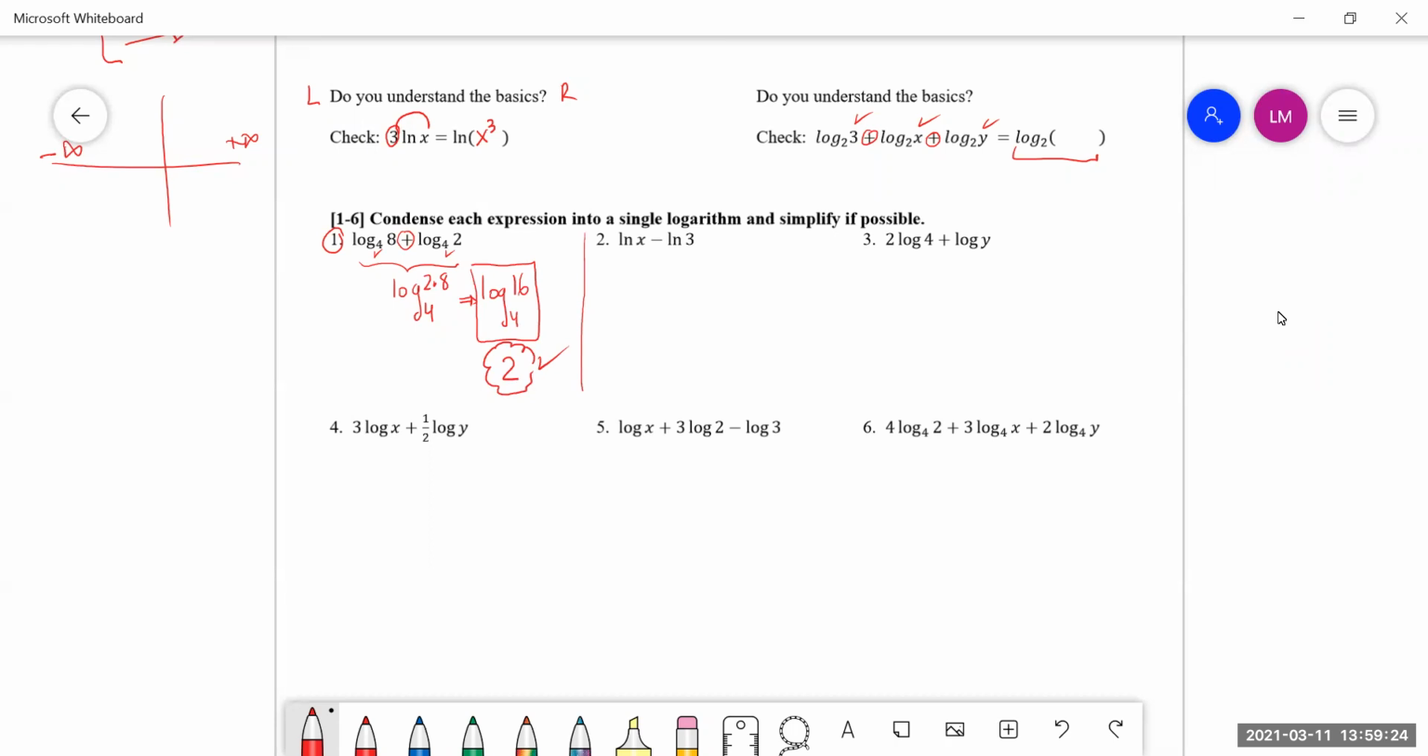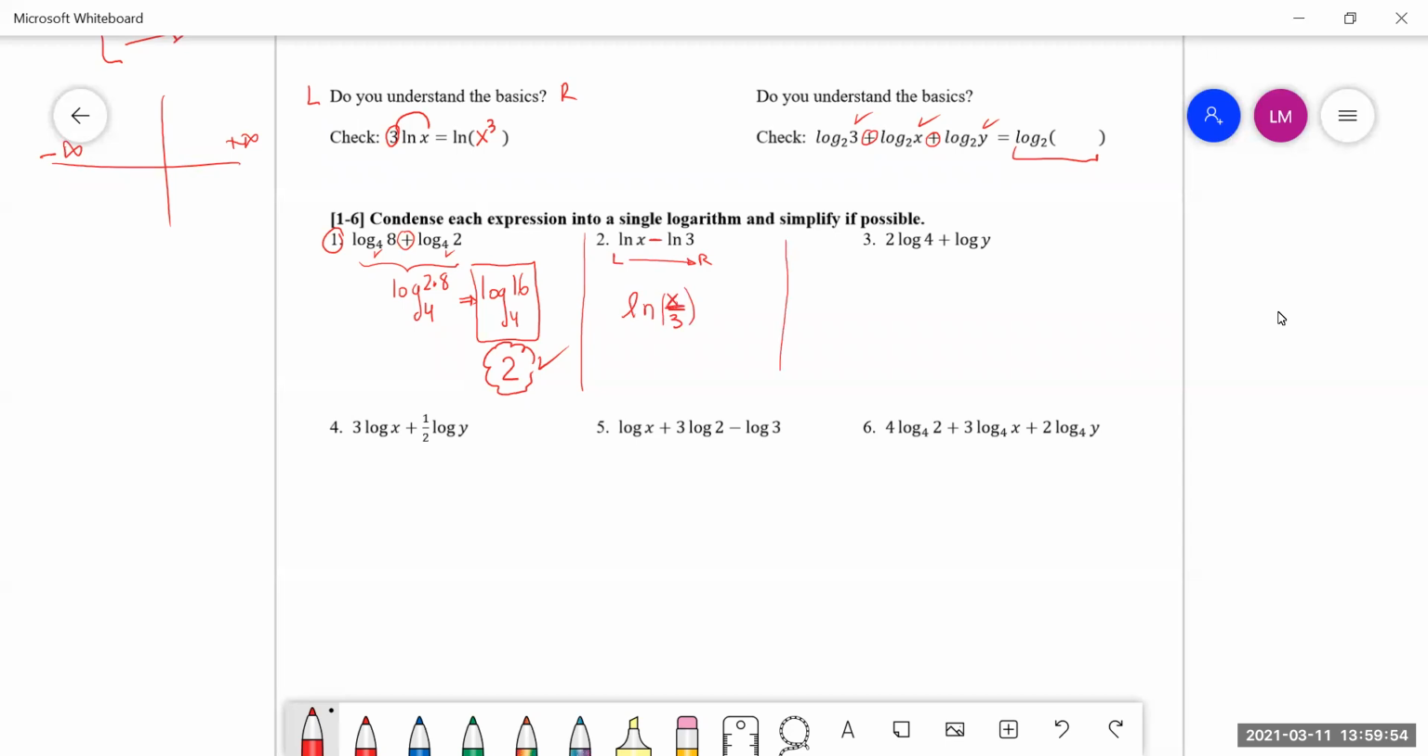All right. Number 2, don't be scared of ln's. ln of x minus ln of 3. I have subtraction, so it's going to become a division. We go from left to right. So this is going to become ln of x over 3. And that's it. If you want to put little parentheses, that's fine. It is the ln of x divided by 3. Okay.